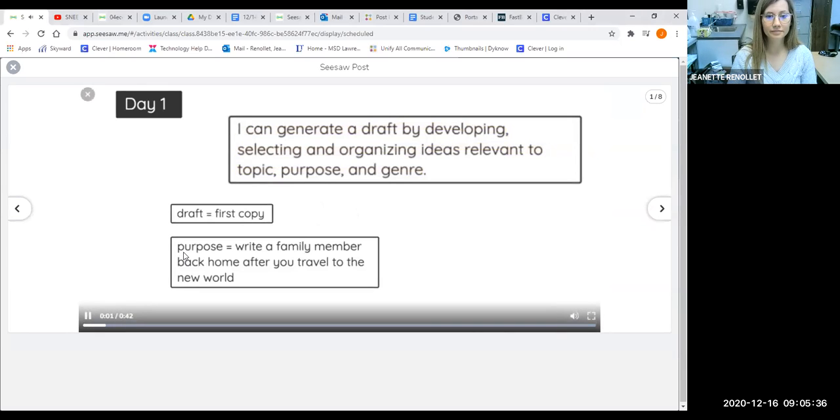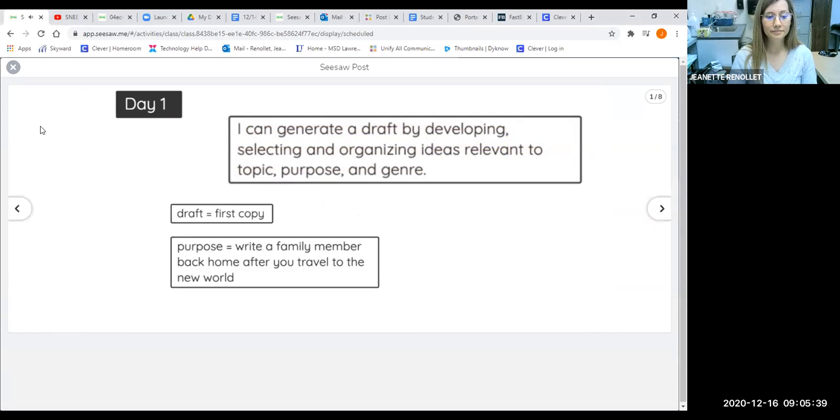Welcome to day 1 of your friendly letter writing. Today's goal is that you can generate a draft by developing, selecting, and organizing ideas relevant to the topic, purpose, and genre. What that means, a draft is the first copy. So today you will be making a first copy of your friendly letter. Your purpose is to write a family member back home after you've traveled to the new world.